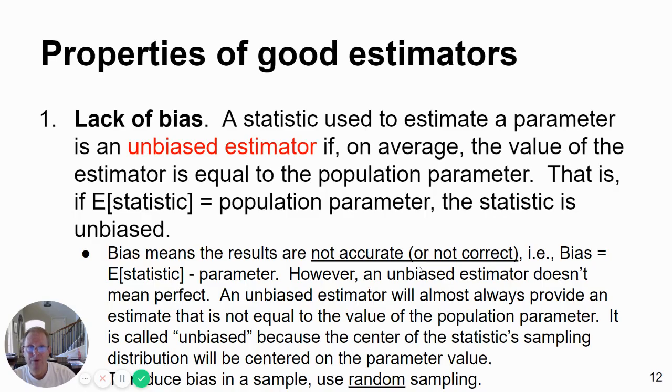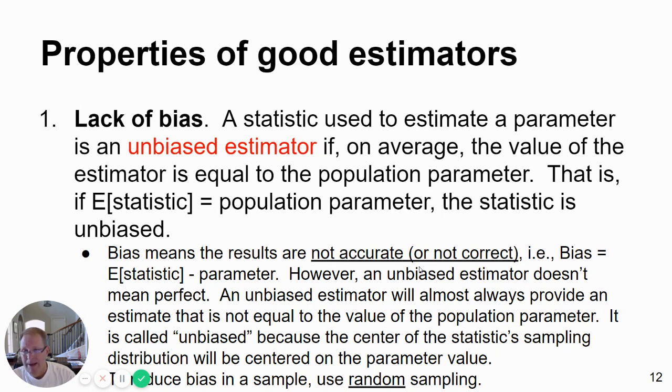A statistic used to estimate a parameter is an unbiased estimator if, on average, the value of the estimator is equal to the population parameter. In symbolic notation, I write the expected value of the statistic is equal to the population parameter. If that's true, then the statistic is said to be unbiased. Another way of saying it is that an estimate is unbiased if it is centered on the parameter value.